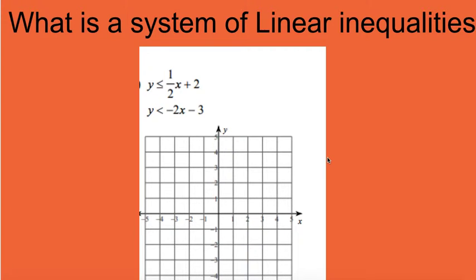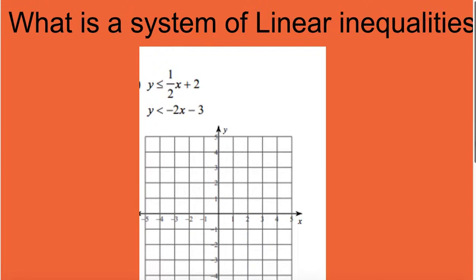A system of inequalities, or system of linear inequalities, is basically two inequalities of the same variables that have a common solution. And so from Algebra 1 or Algebra 2, you might remember that a system of linear inequalities would involve when you had to shade with your graphs.